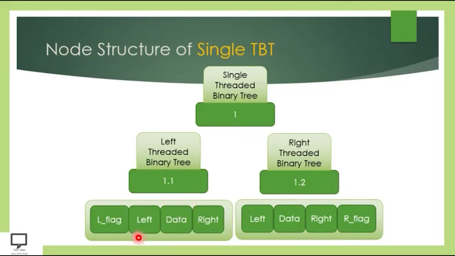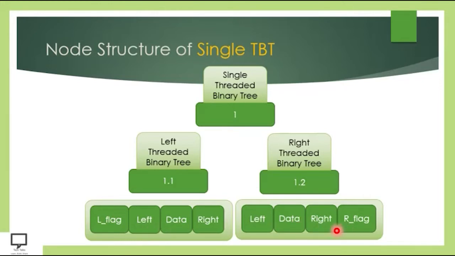What we have decided is that if the left pointer is holding the null value, we will copy the address of the in-order predecessor in this left pointer. So to identify whether this left pointer is holding the address of its left child or the in-order predecessor, the L flag variable will help us. If this L flag variable, a boolean variable, is 1, that is true, it indicates that the left pointer will hold the thread, which holds the address of the in-order predecessor.